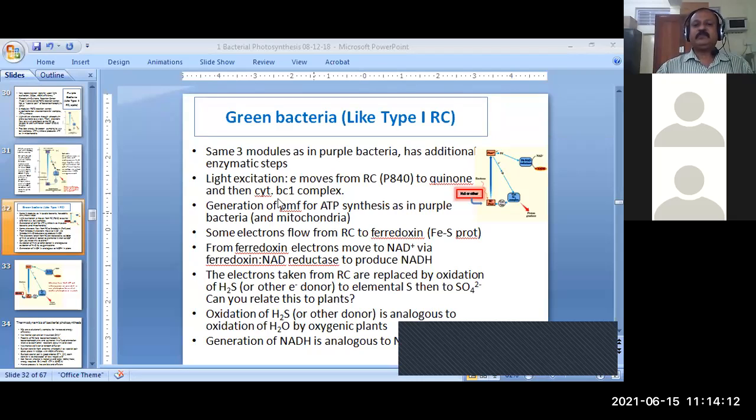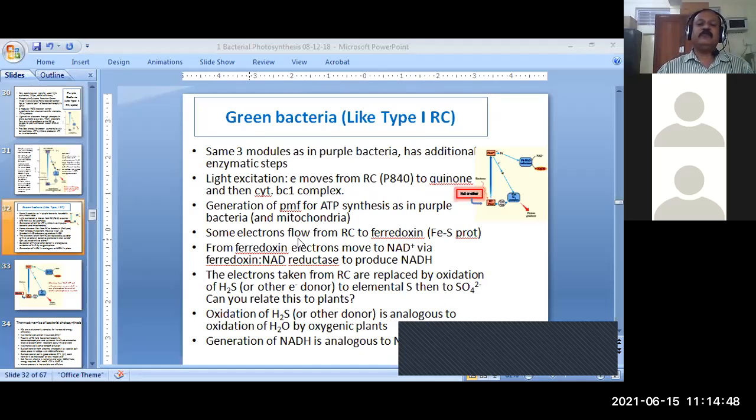Here, when there is light excitation, there is a reaction center called P840. This molecule is different from the purple bacteria. The electron moves from the reaction center because it gets excited, like we have already seen in the process of exciton transfer. This electron then moves to quinone, and from quinone it moves to the cytochrome bc1 complex. Earlier we have seen that there was a pheophytin involved. Here there is no pheophytin involved.